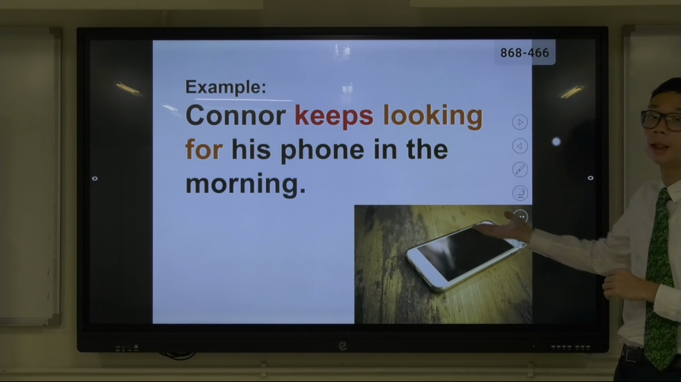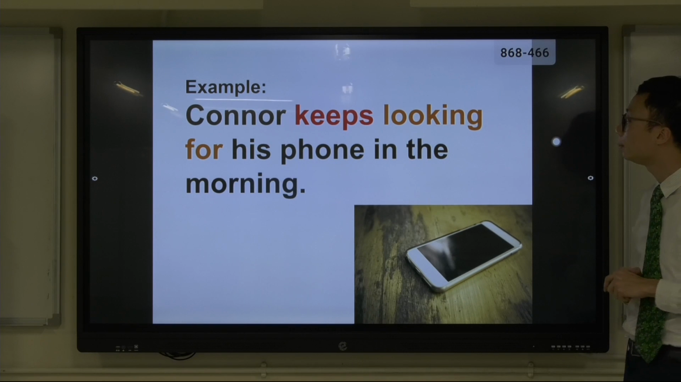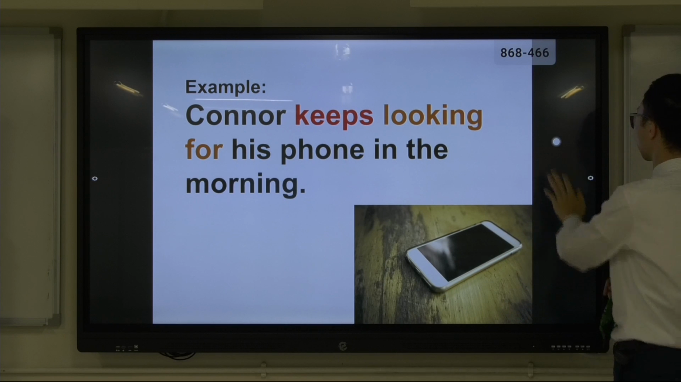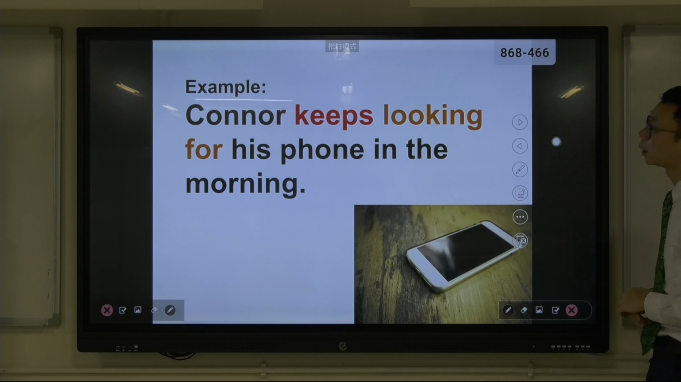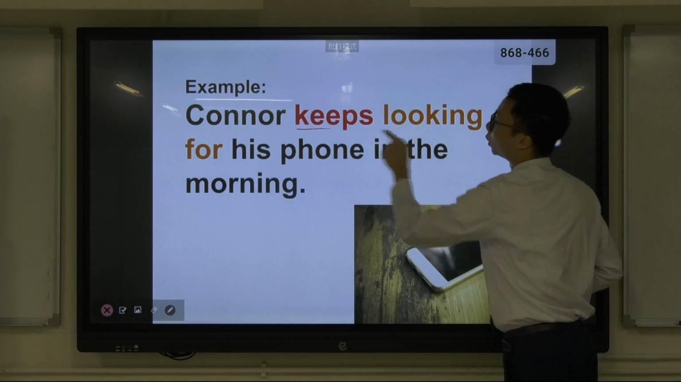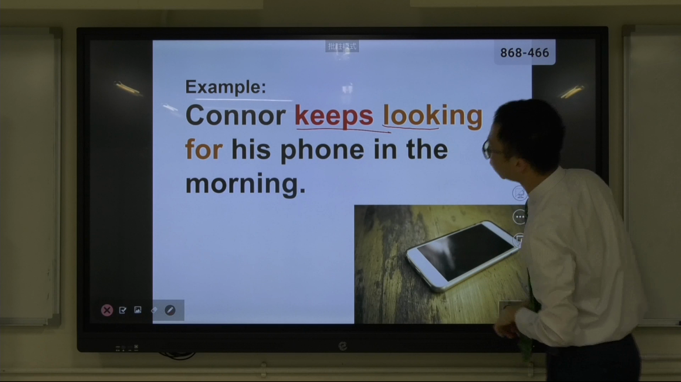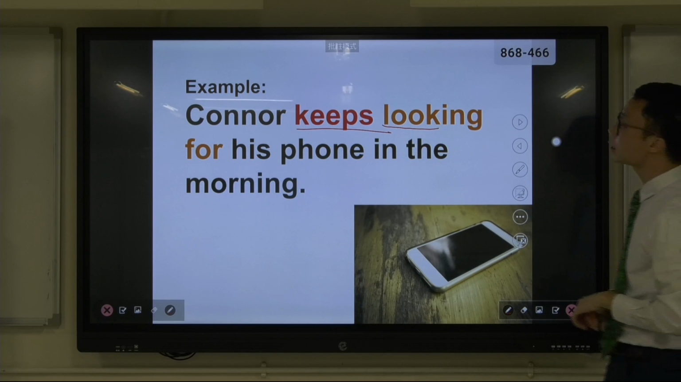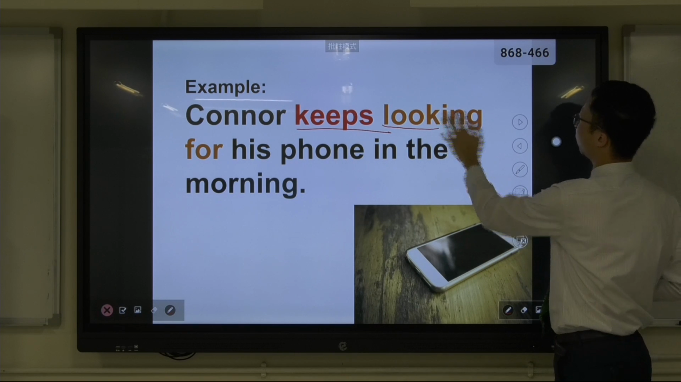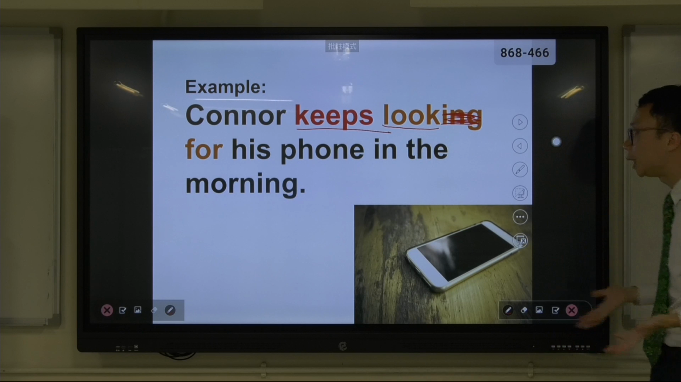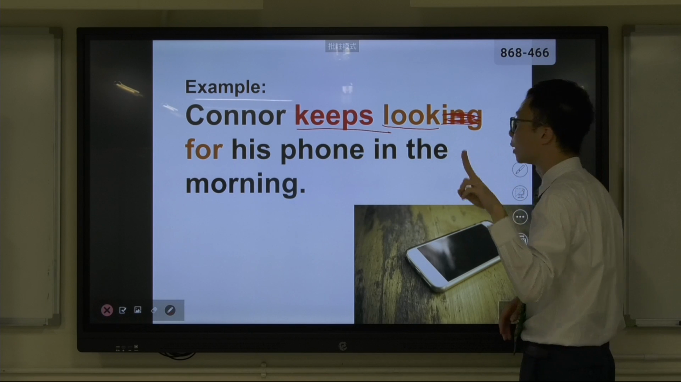Let's read this sentence together as a whole class. Connor keeps looking for his phone in the morning. Another question: can you point out all the verbs in this sentence? Certainly keeps is a verb, and then this one. Although it looks slightly odd, you can't say Connor keeps look for his phone in the morning, because without the ing this sentence would have two verbs, and that doesn't make sense.